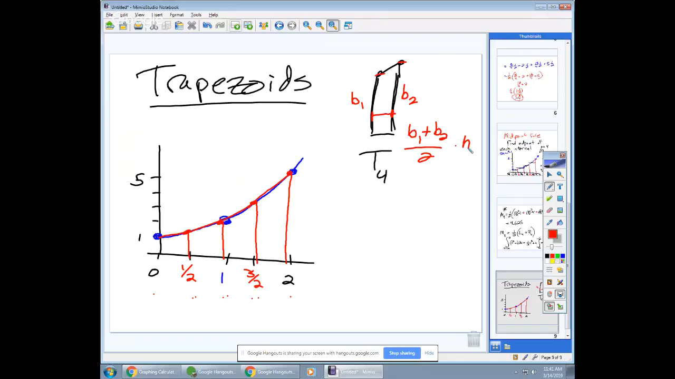For us, what's that going to look like? Well, if we started at the beginning here, my first height would be f of 0. My second height would be f of 1. Cut those in half and then multiply by delta x. And that would be this area right there.